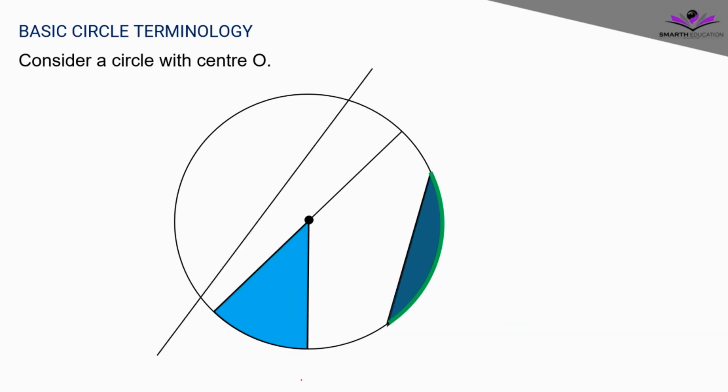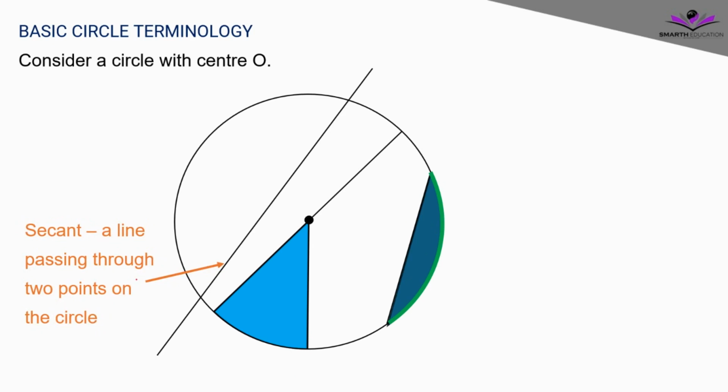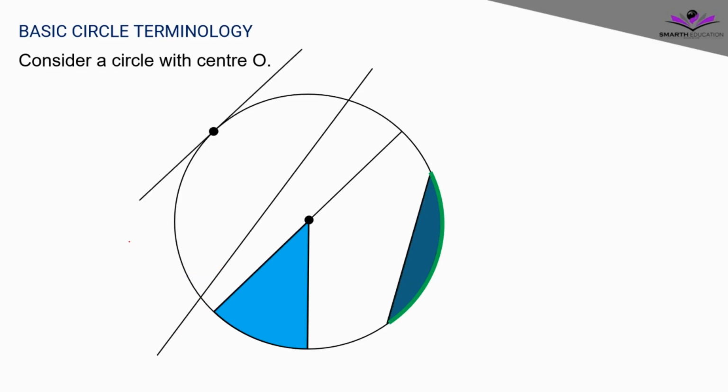We have this line. It does not have 2 endpoints, but it passes through the circle. It is called a secant. A secant is a line passing through 2 points on the circumference. It does not have 2 endpoints at the circumference. And then the last line that we want to talk about is the tangent. A tangent is a line touching the circle at 1 point.